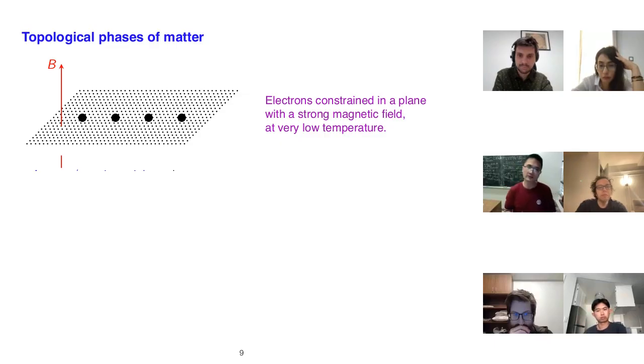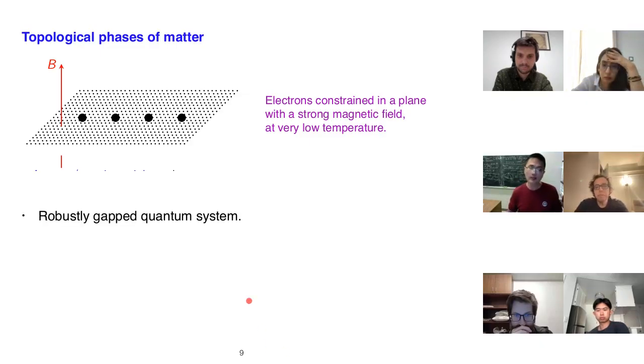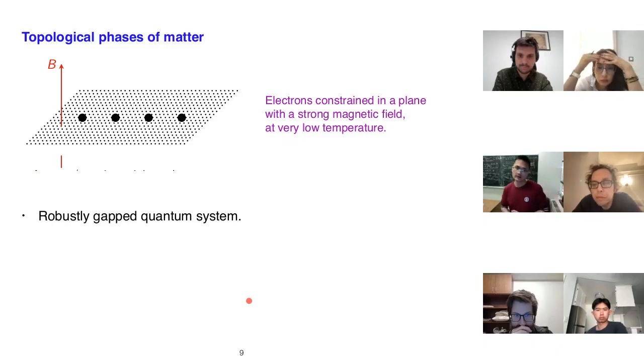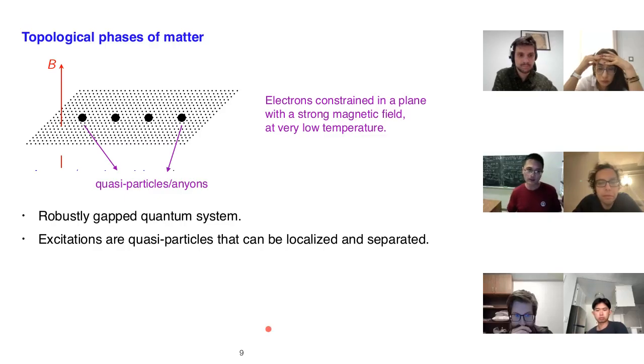So let's consider the following setup. For a collection of electrons constrained in the 2-dimensional plane with a strong magnetic field in the vertical direction at very low temperature. Now, in such a system, first of all, there's a robust gap between the ground state and the first excited state. So it's a gapped quantum system. And moreover, the excited states behave like quasi-particles that can be localized and separated.